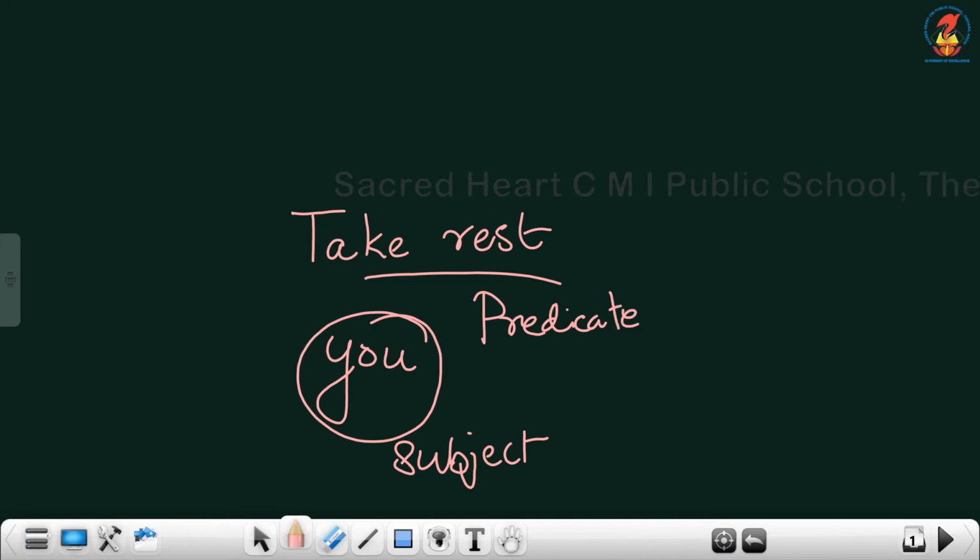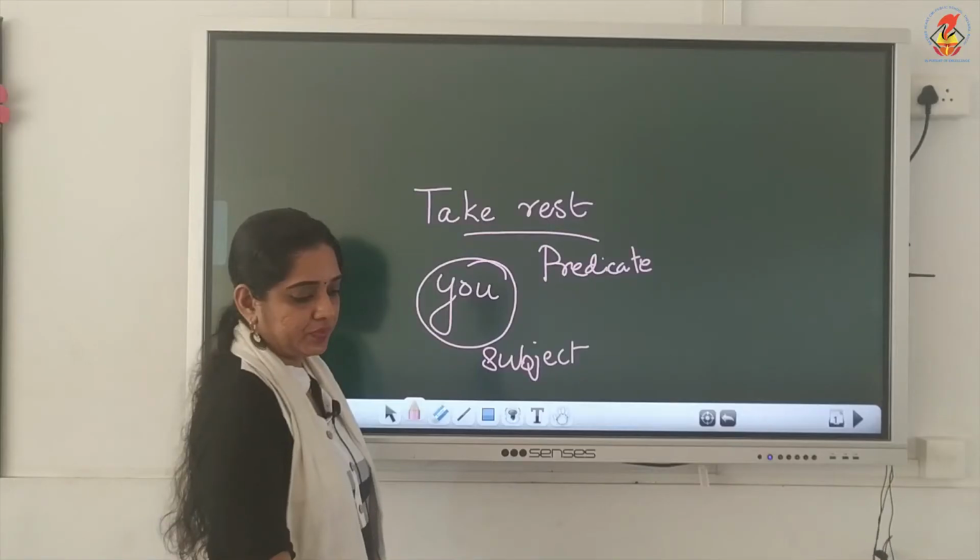So, for all imperatives, you have to find the subject is hidden, it will not be visible. So, you should find out you, Y-O-U as the subject.